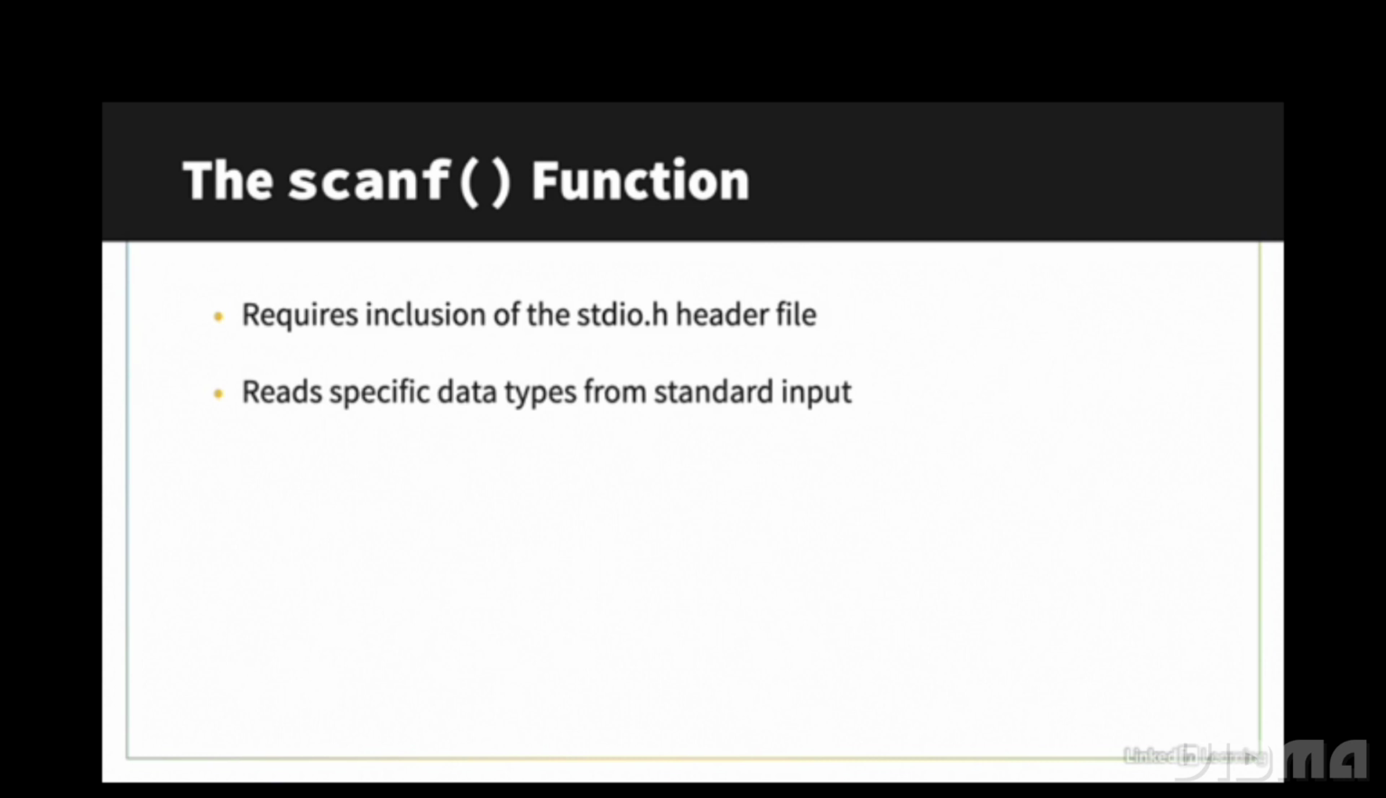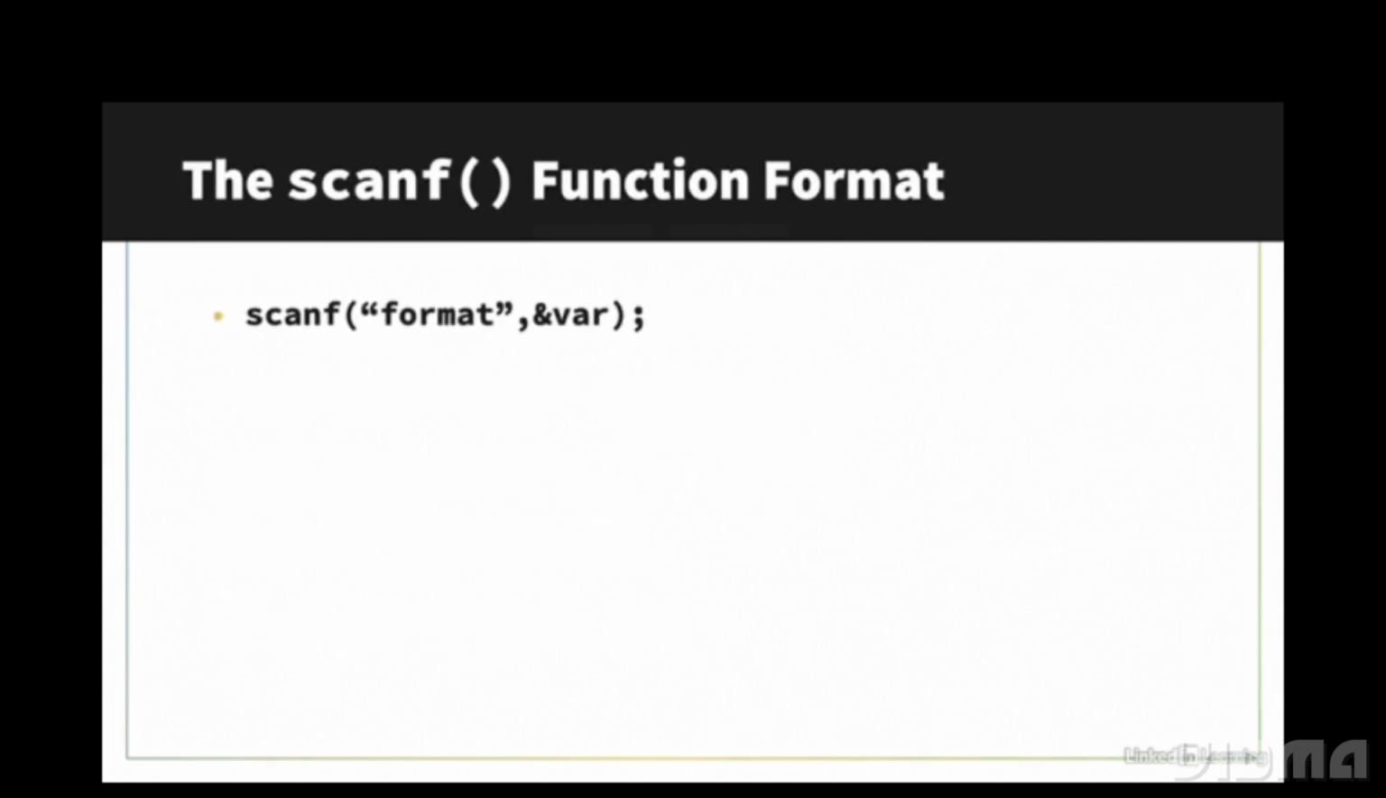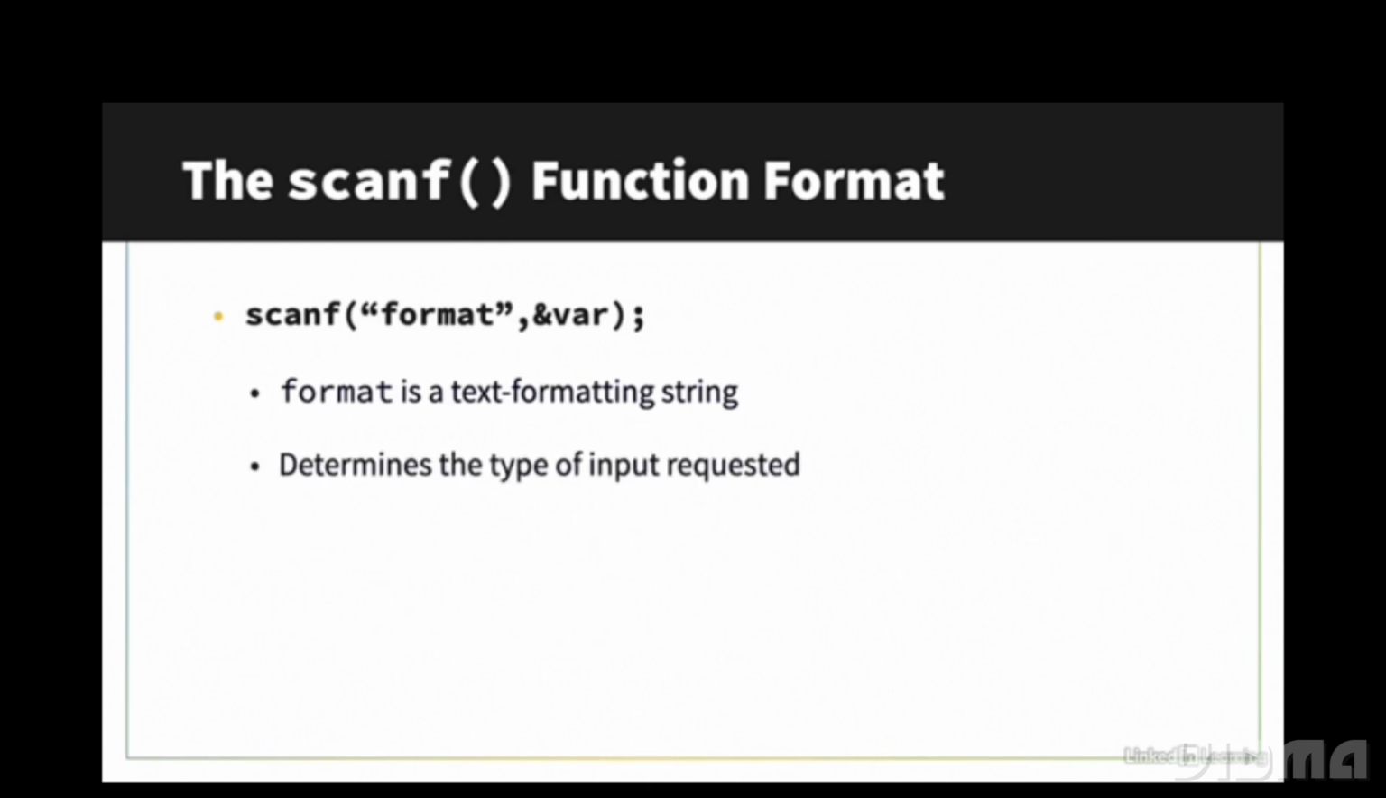Scanf uses printf's placeholders to read a specific value into a variable. The variable must be declared in your code, plus it's prefixed with the ampersand address of operator. The format for the scanf function includes two arguments, a formatting string and a variable. The formatting string directs scanf to read a specific type of value. The same placeholders used in the printf function are used inside scanf's formatting string. So %d for an integer, %c for a character, and so on.